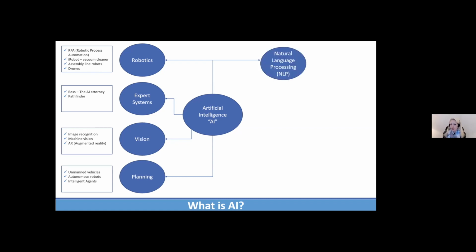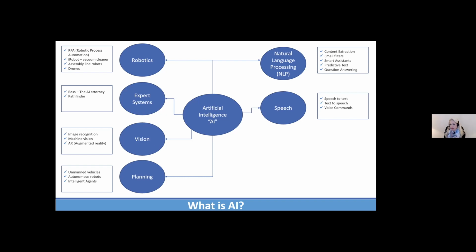Our next one is natural language processing. This enables computers to understand, interpret and manipulate human language. So that is usually content extraction, email filters, smart assistants, predictive texting. Any of that is where the computer's understanding what's going on. And then we have speech. We probably have all used this today. So we have speech to text, text to speech, and voice commands. Just picking up your phone and talking into your phone. That is the speech recognition that we use.